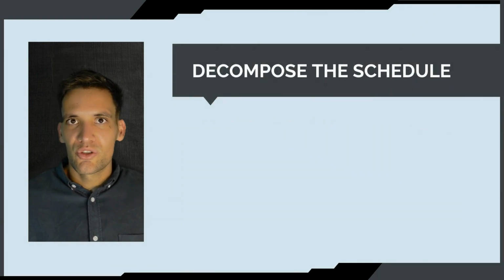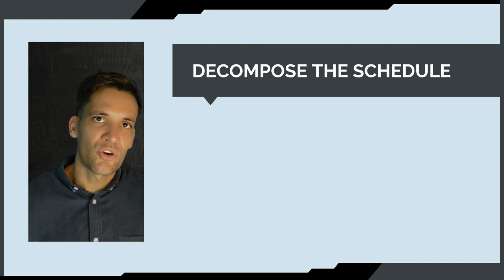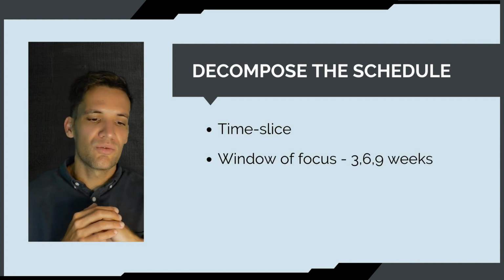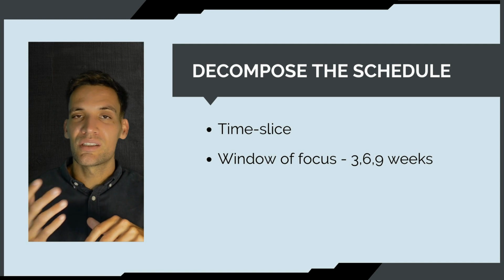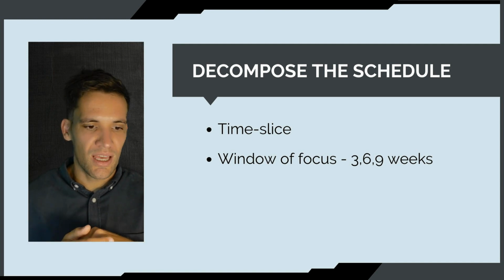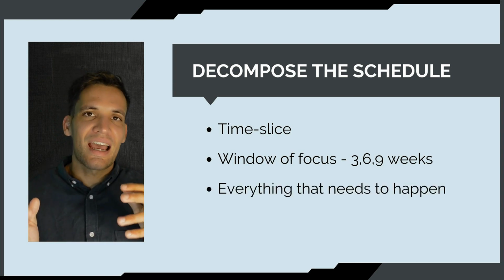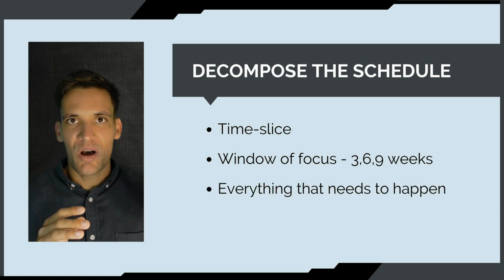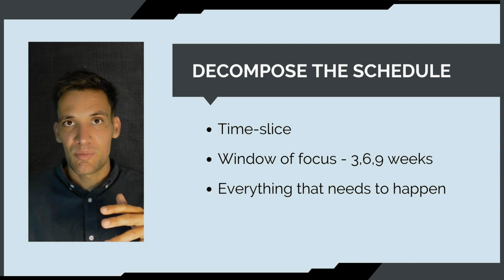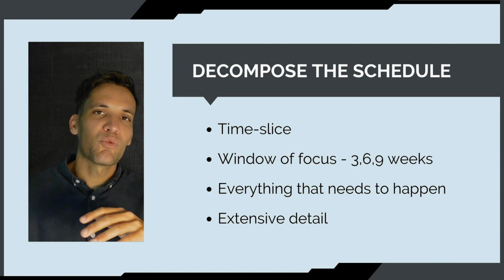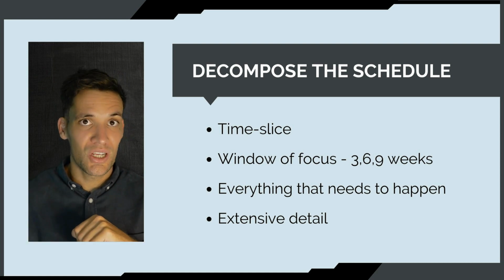And the first thing we want to do when creating a short-range program is defining the time window we're going to be looking at. So this is the time slice, the window of focus. You could have a 3-week look ahead, a 6-week look ahead, or a 9-week look ahead. And the scope of the schedule is going to be everything that needs to happen to meet the objectives in the master project schedule in this period of time. So what's everything that has to happen in the next 6 weeks, and what are all the subtasks we need to do to achieve it? We're going to decompose the schedule and add detail to it.